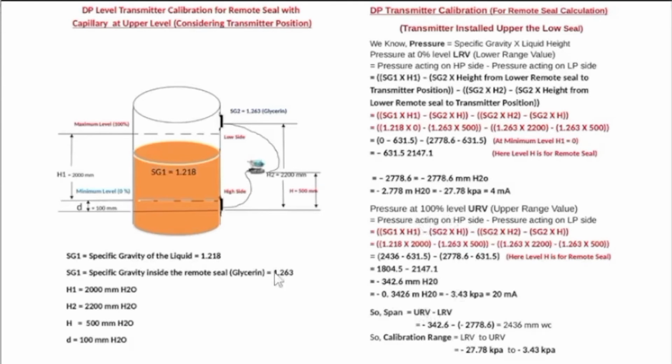And on the other hand, when the vessel is full, that means from the minimum it will be filled, and we will get the URV. That means Hg1 into H1, specific gravity into this height, and this is a positive height and this is a negative height, because inside the capillary there is glycerin, and for this it is negative pressure. That means here is minus Hg2 into this height, that means 500.